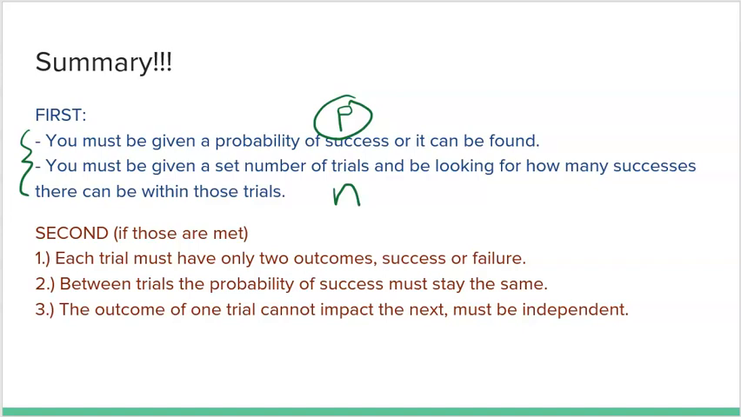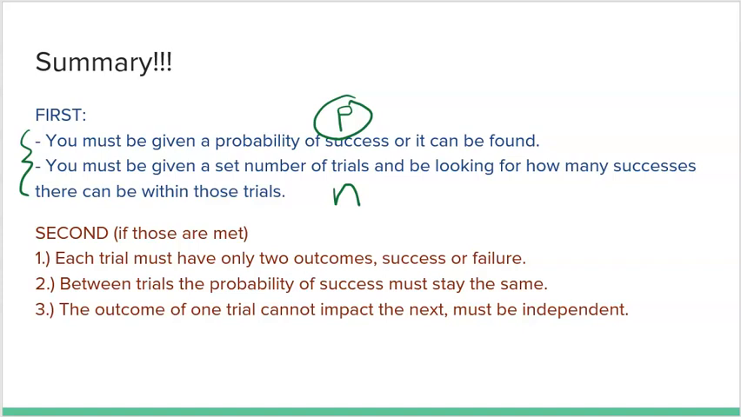Then you have to go and check these 3 things. 1, each trial can only have outcomes of success or failure. You cannot have 3 or 4 or 5 different possibilities for each outcome. Then, between trials, the probability of success must stay the same. It cannot fluctuate based on something that has already happened. And then thirdly, the outcome of one trial cannot impact the next. We must have trials being independent. So if all of these things are checked off, then you could officially call it a binomial random variable.